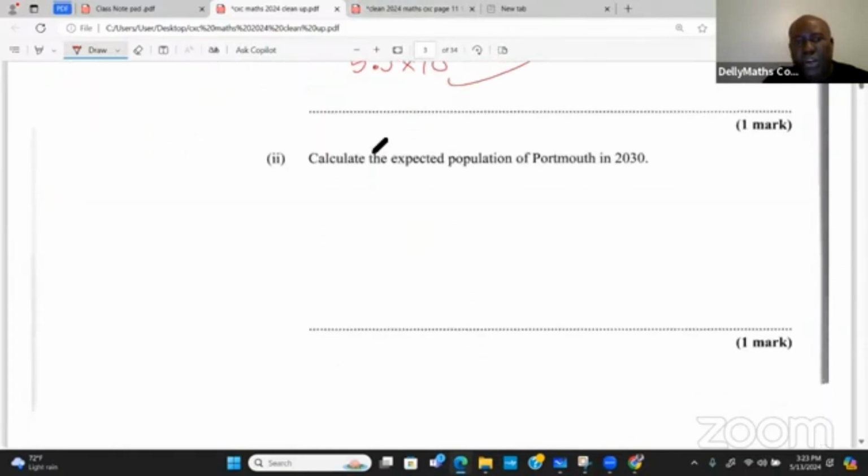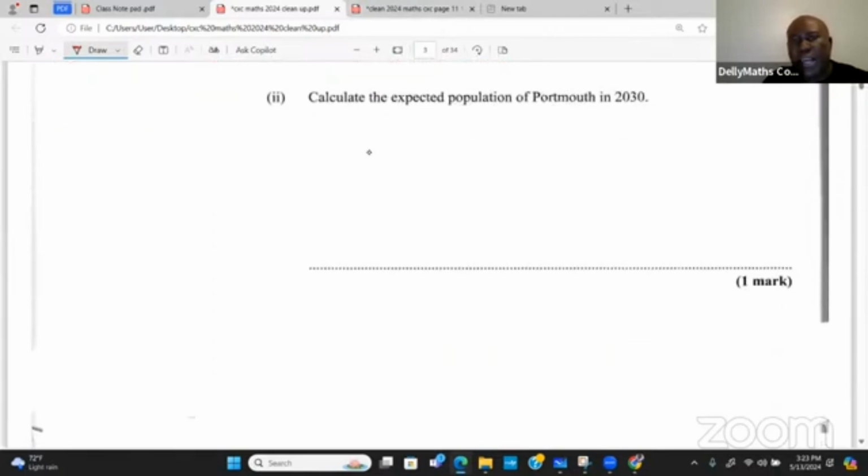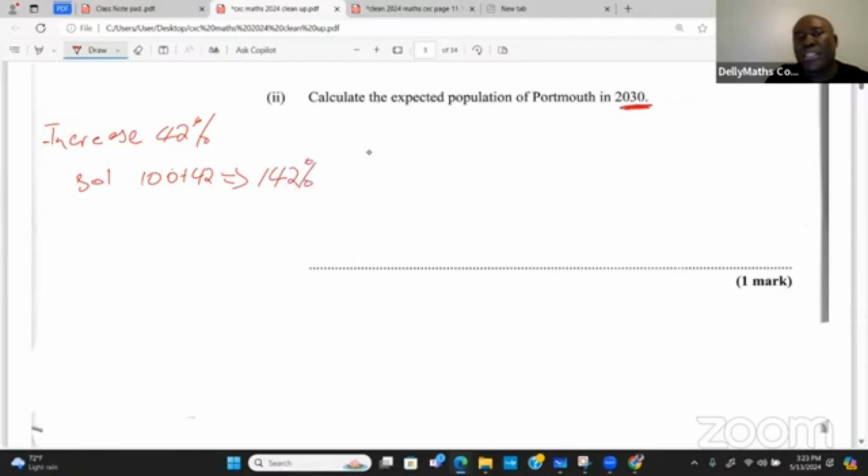All right, let's take out the second part to part C. It says calculate the expected population of Portsmouth in 2030. Now remember, it's going to increase by 42%. There are two ways we could approach this. Solution one is that we could understand that this 42 will be added to 100. So at that time, it's going to be 142% of what it is now. This could take you straight to the answer.